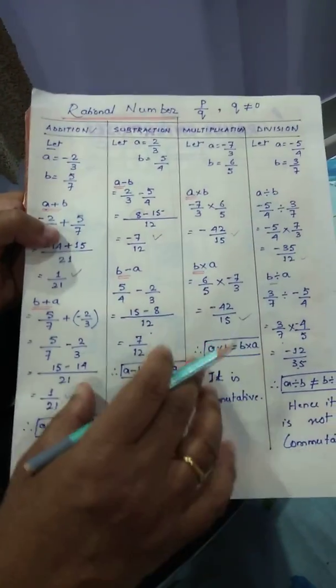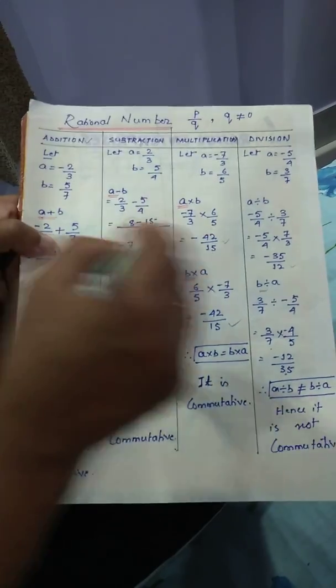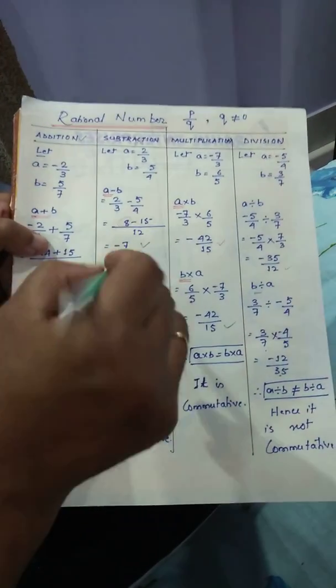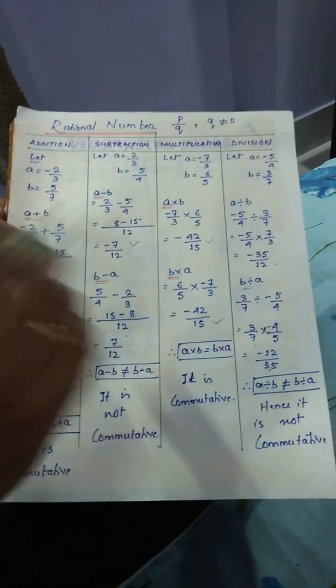So what is the observation? That for rational numbers, addition and multiplication is commutative, but subtraction and division is not commutative.